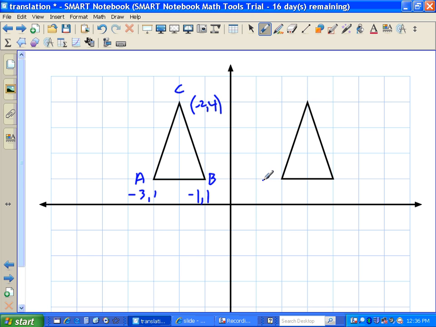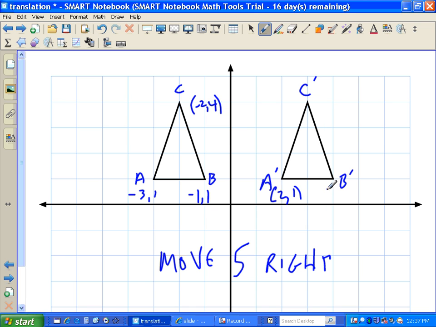When we've transformed a figure, we tend to put a little mark afterwards. It's called primed, so we'll refer to this as A primed, B primed, C primed. The new coordinates after I've moved it 5 to the right are 2, 1, then 4, 1, and 3, 4.